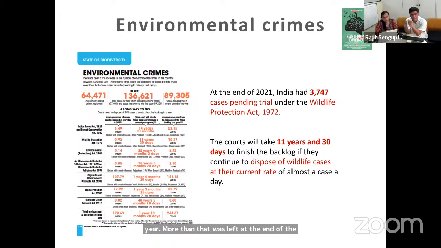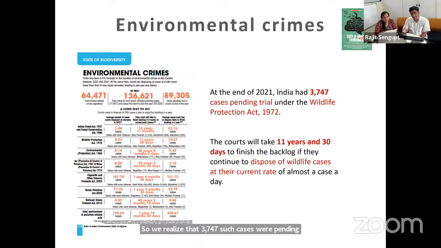What we also found, interestingly, is that the bulk of it is on cigarette smoking, which is one of the crimes that come under environmental crimes. Over there, with cigarette smoking and fines that have been levied under it, a lot of cases are easily being pushed off or taken care of. But important cases, like those registered under the Wildlife Protection Act 1972, we realized that 3,747 such cases were pending for trial at the end of 2021.